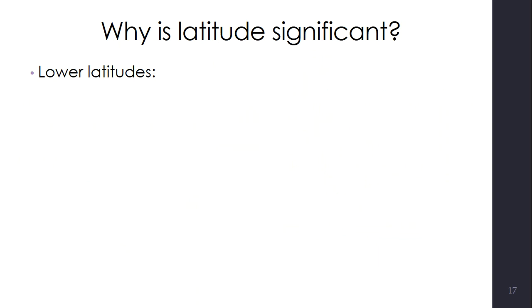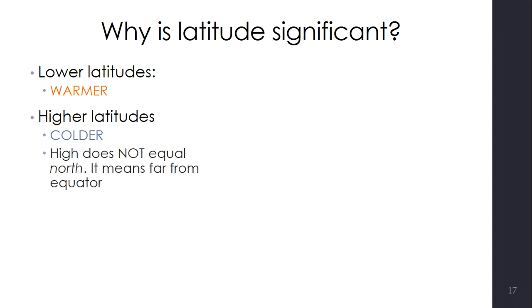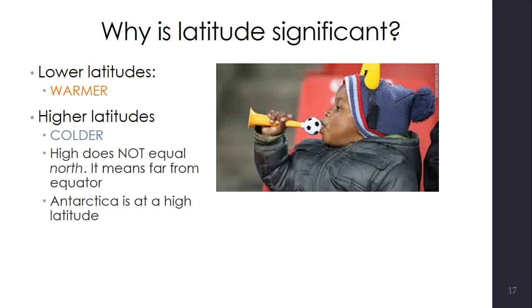And why is latitude significant? Lower latitudes are warmer. So anything with a lower number is going to be closer to the equator. Higher latitudes are going to be colder. Anything with a higher latitude is going to be farther away from that equator. And we all kind of colloquially know, hopefully, that the equator is a very warm place, right? It's very tropical, it's very warm, as opposed to the Arctic, which is very, very cold, which is at a high latitude. High does not equal north. It means far from the equator. And we want to make sure that we remember that because there are very cold places in the southern hemisphere, which we'll talk about. Antarctica is at a very high latitude, but it is south of the equator.